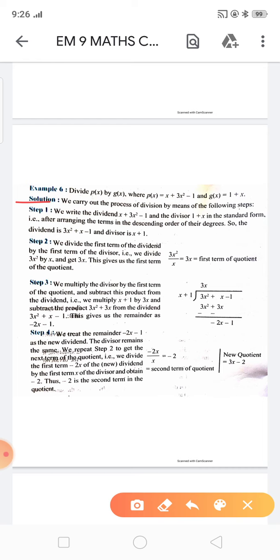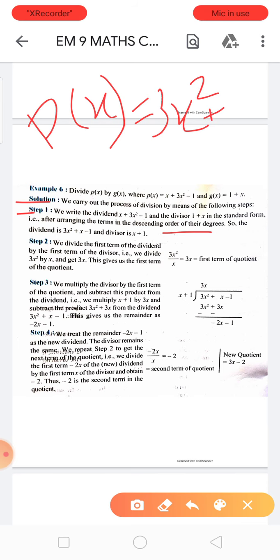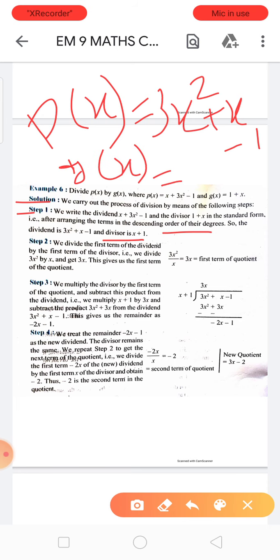Starting the solution, first in step 1 we write our first polynomial, which is our dividend. So we write the dividend polynomial p(x) in standard form. We arrange the terms in descending order of their degrees. So we write the higher degree first, 3x square, then the lower degree, plus x, and last the constant, minus 1. Again we write our divisor g(x) in proper standard form: the highest degree is x and the lowest, the constant term, is 1.